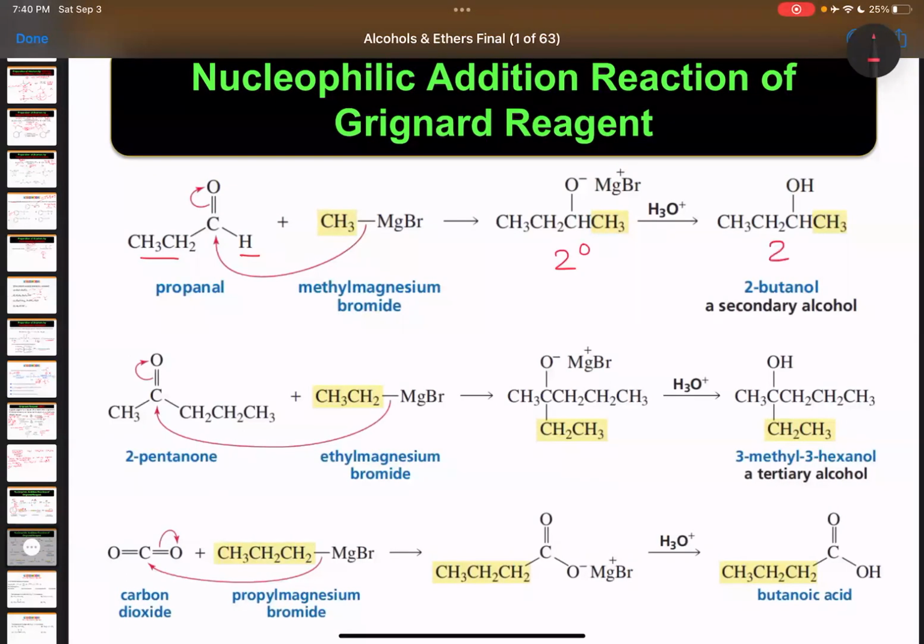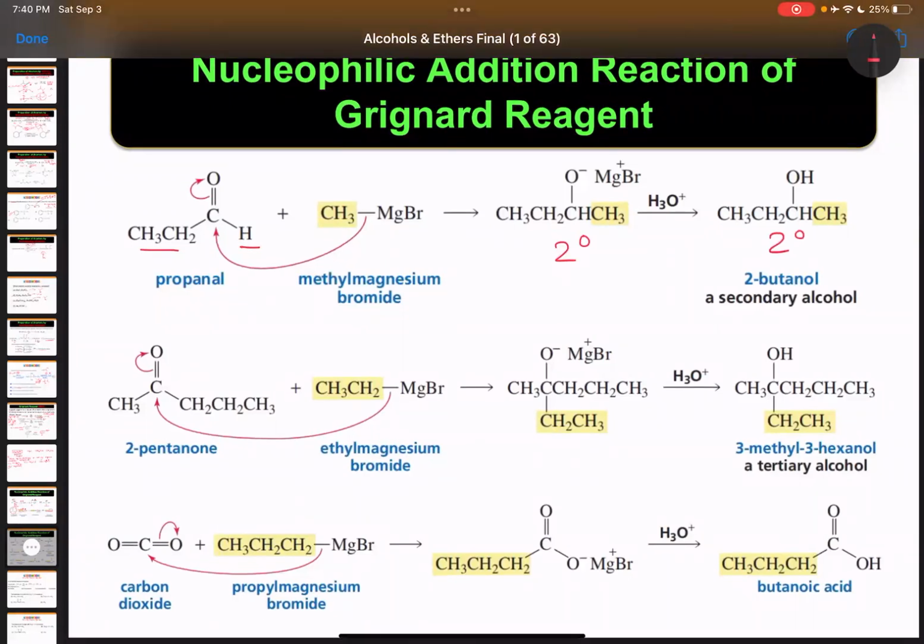I hope this is clear. If it is not clear, do stop me anytime. You can ask me anytime. And if you take a ketone, you will always end up with a tertiary alcohol, because ketone already has two alkyl groups and one more alkyl group comes in and joins on the CO. Is it clear? So methyl, propyl and ethyl came through Grignard.